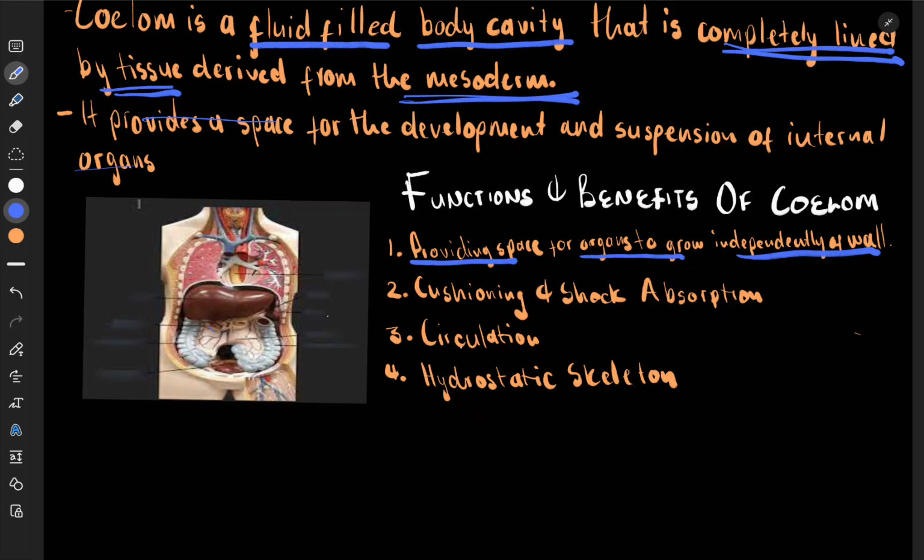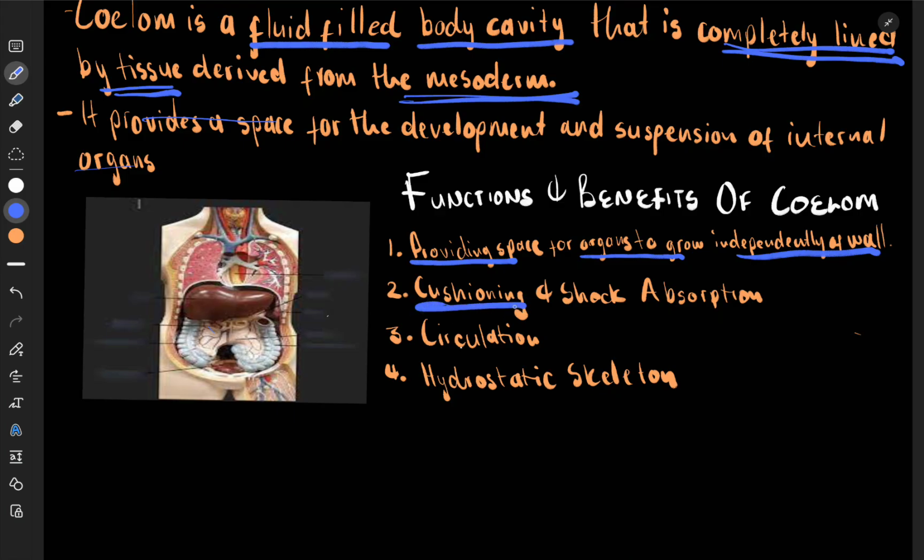If there was a wall, the wall would stop them. But the coelom gives them space to grow. So that means it allows for complex body organs to be developed. How? By providing space for these organs to grow independent of the wall. It gives them space, because organs will be coming from the germ layers that we talked about.